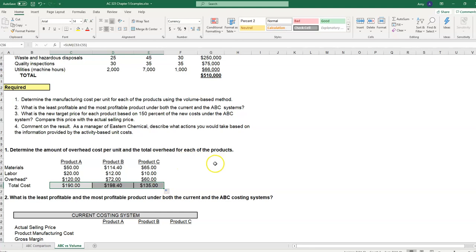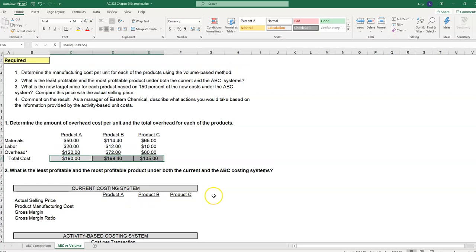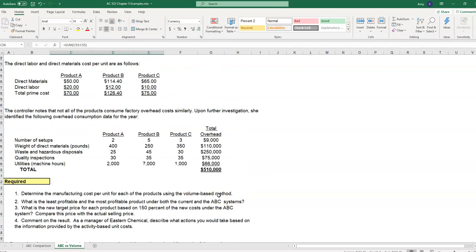So we have our total costing. We're going to look at what is our current costing system. So what is our actual selling price? What is the product manufacturing cost? What is our gross margin? And what is our gross margin ratio for each product?